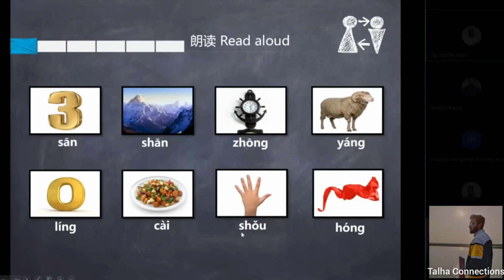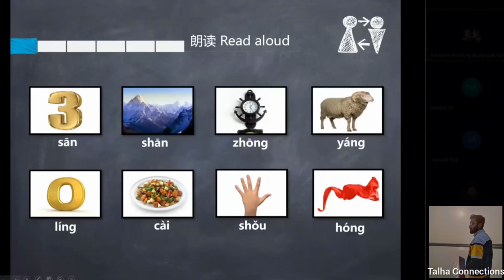Try this one. Shi, shou. Shou, hand. Hello, Prof. Yeah, do you have a question? Yes, Prof. Shou, that Thai, what does that mean? Oh, you mean Thai? Okay. Thai is a kind of food.